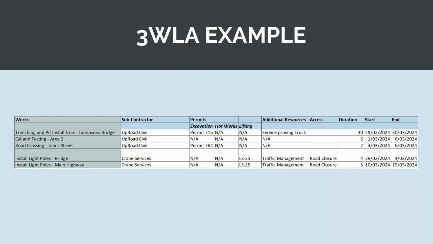So on the left-hand column, we've listed out all the works on site. We've got the subcontractor responsible for it. We've got the permits we need to have in place. So for example, for any trenching, we'll need an excavation permit. And then we've written down the permit number so we know that this permit is available. And then we've got any additional resources we need to book. So for example, for the trenching and pit installation, we need a service proving truck.